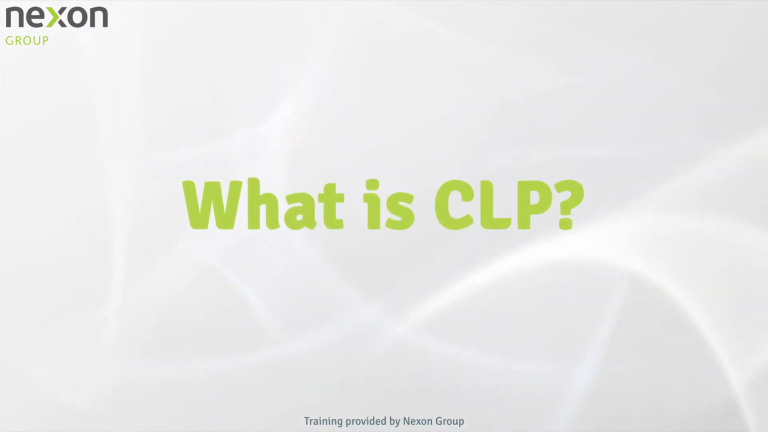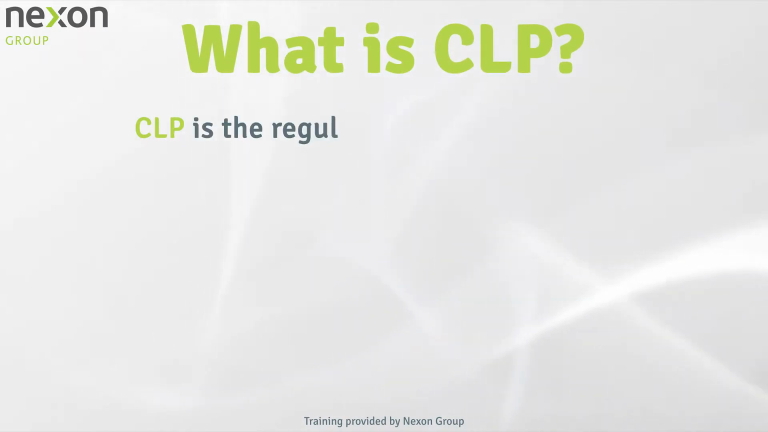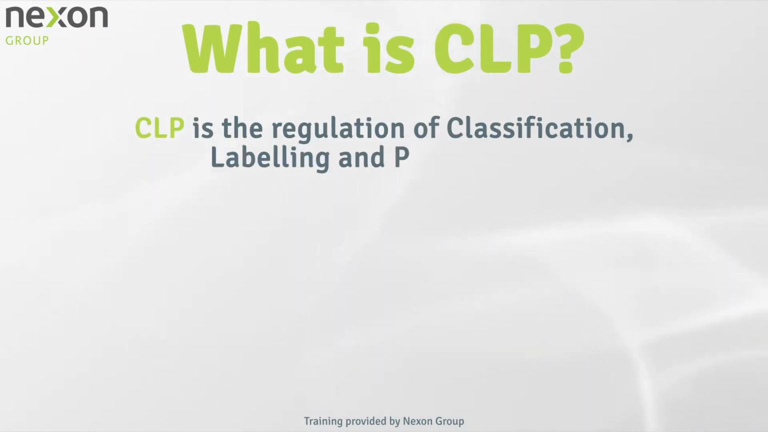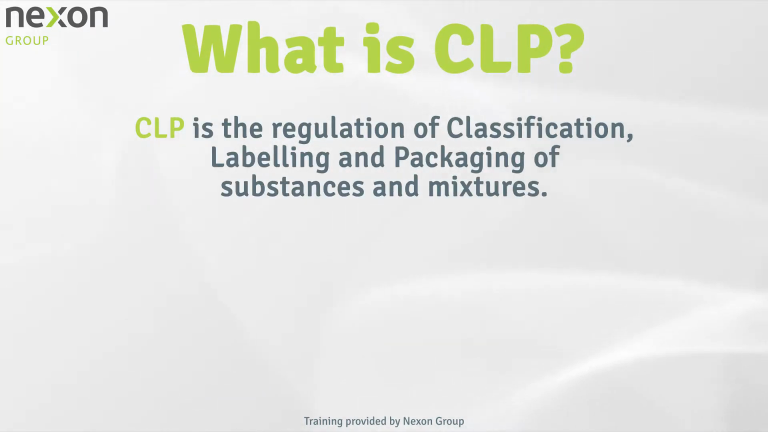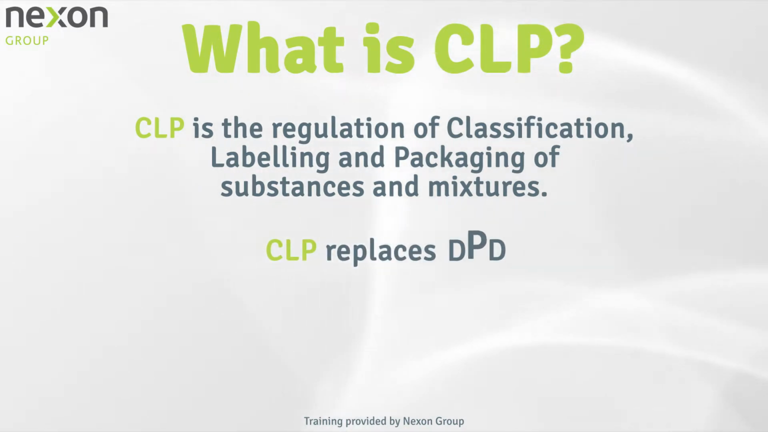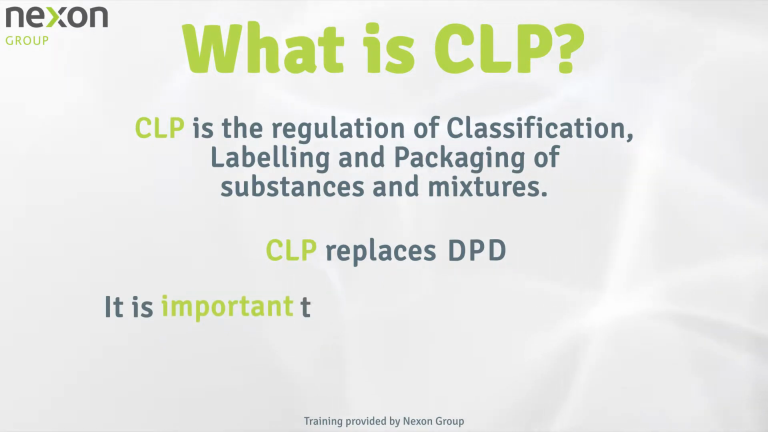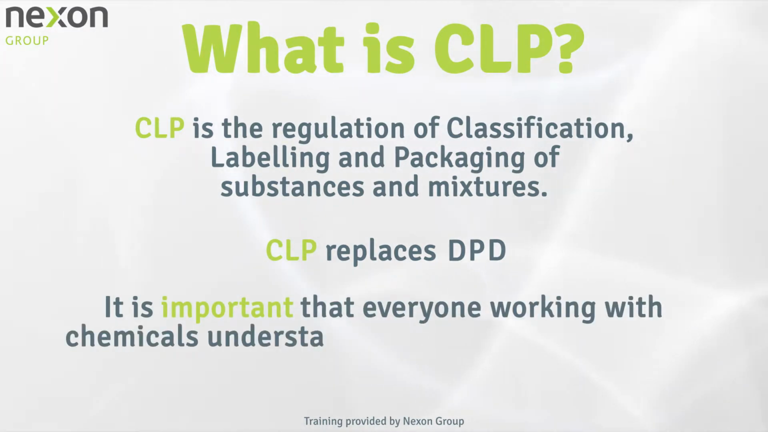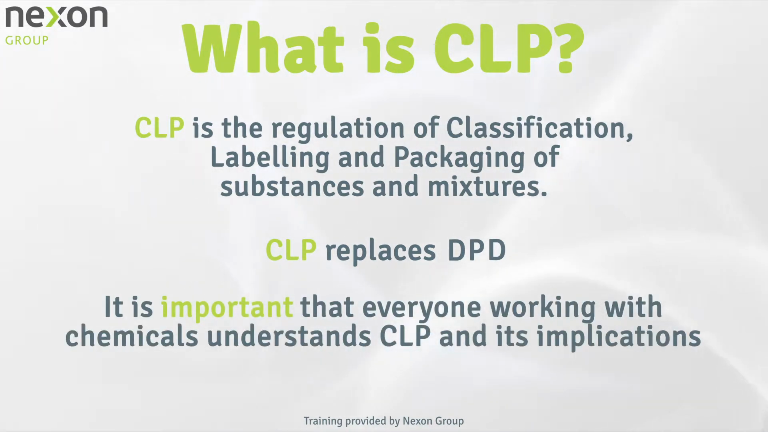What is CLP? CLP is the regulation of classification, labeling and packaging of substances and mixtures. CLP replaces DPD or Dangerous Products Directive. It is important that anyone using chemicals understands CLP and its implications.